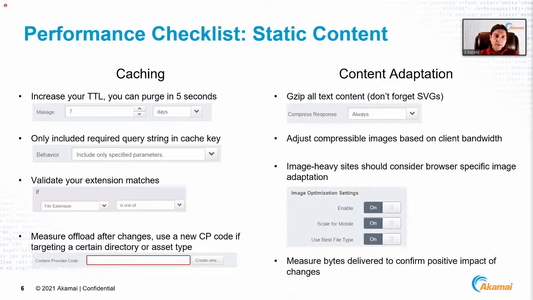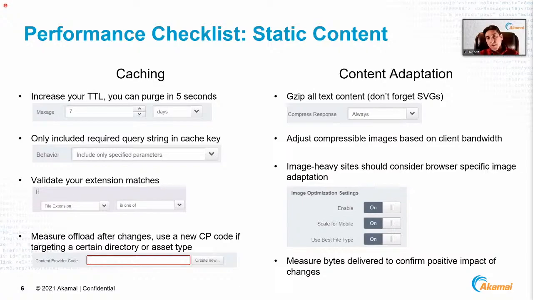In addition to caching, there are a number of things that we can do to adapt the content. What do I mean by adapt the content? Well, first of all, let's take SVGs, for example. SVGs, scalable vector graphics, are images, but they are transmitted as text. So what we mean by content adaptation for SVGs is we can compress that like we would a CSS or JS to decrease the bytes and improve the speed. So don't forget your SVGs when we're talking about compression.